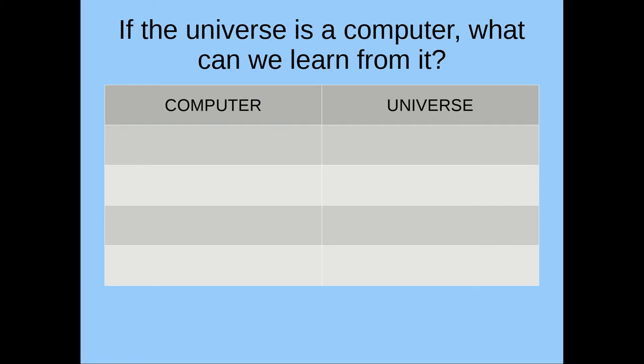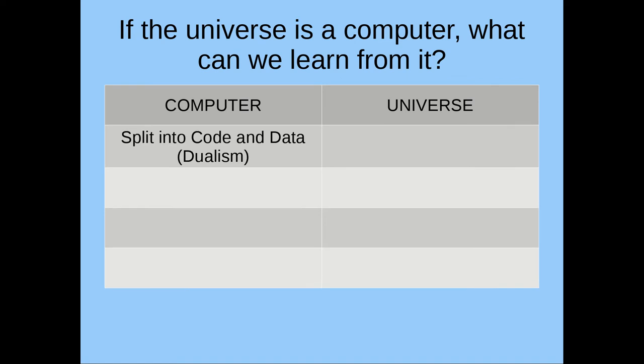Well, here's the idea. If the universe is a computer that is somehow more capable than our computers today, what can we learn from it? Is there some way we can modify our computers today, our PCs, our smartphones, and make them do things that this universe computer does? So I want to make a table, and I want to go side by side and compare a computer to the universe.